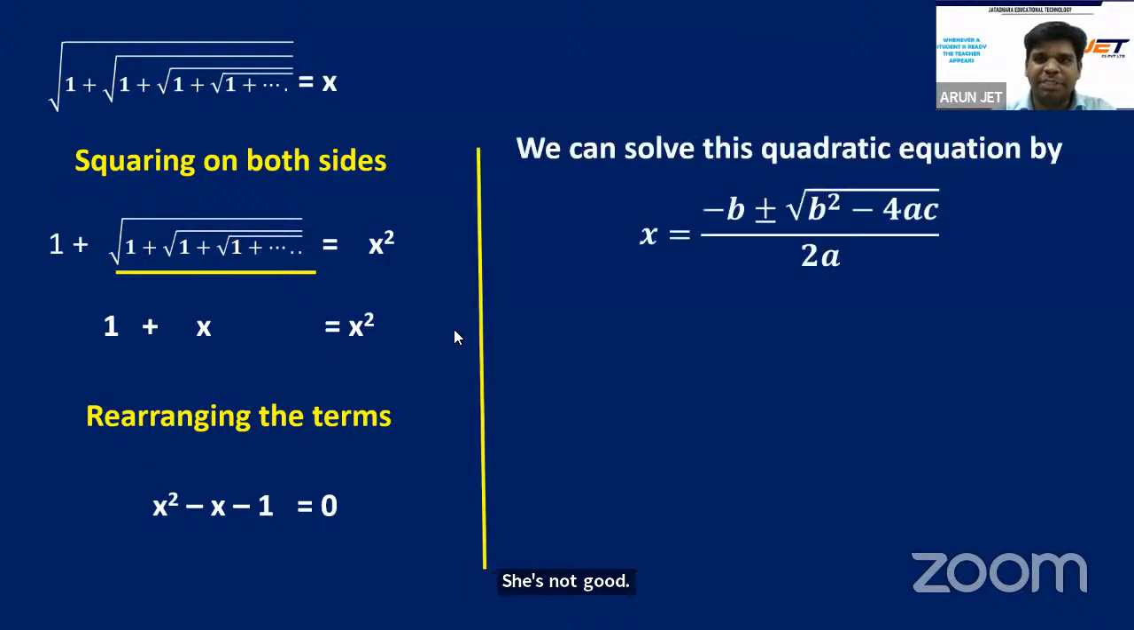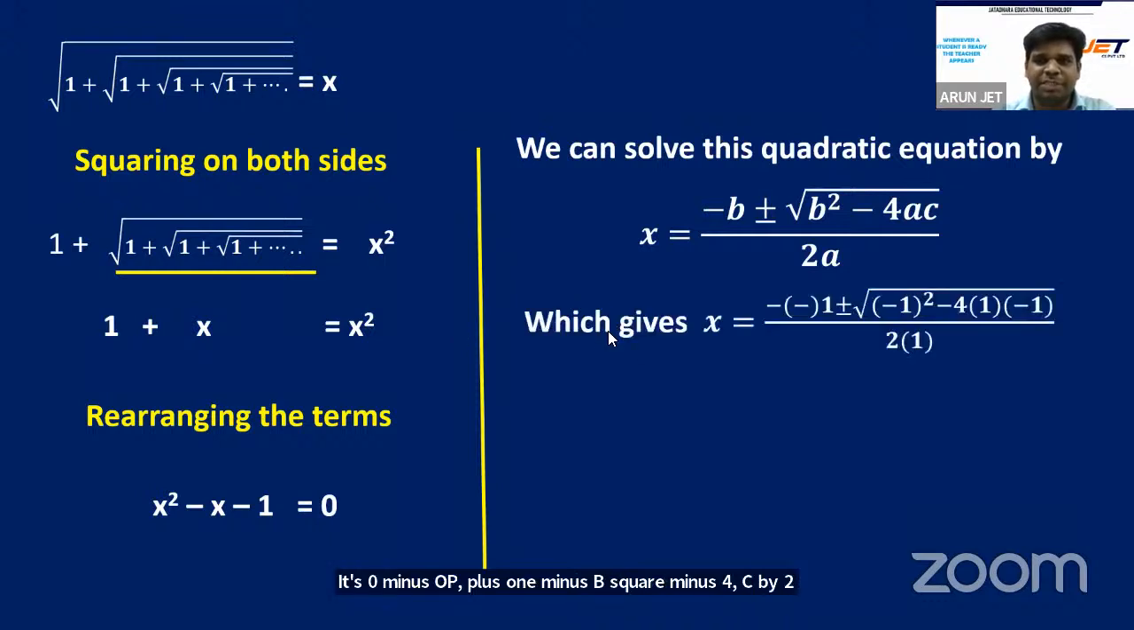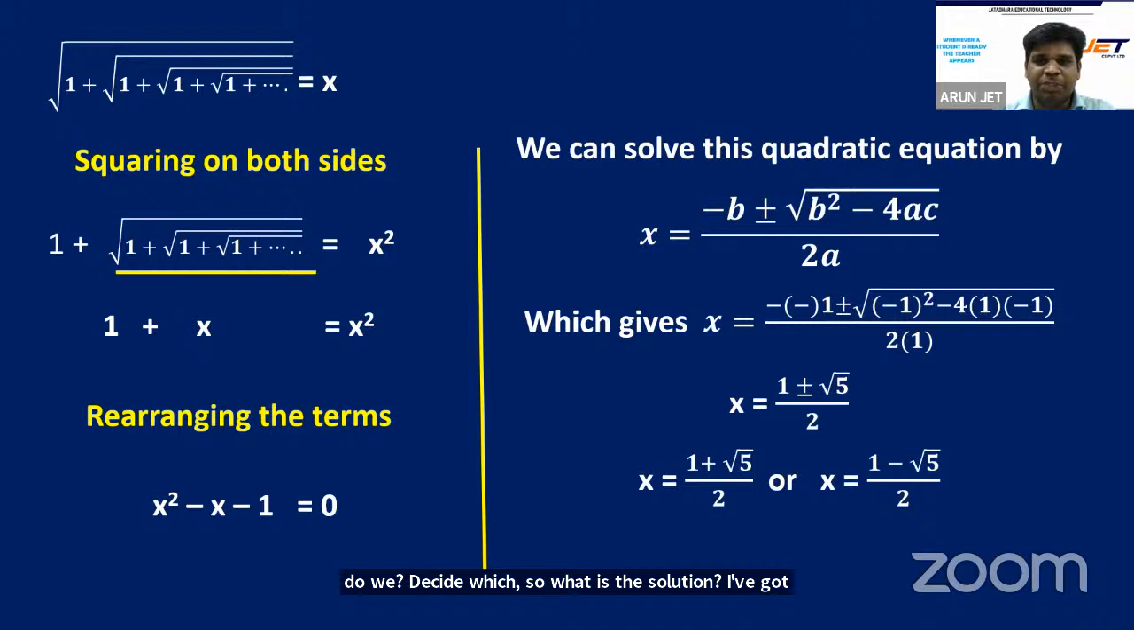So let's look at the solution. You can solve this quadratic equation very simply. x equals minus b plus or minus the square root of b squared minus 4ac, divided by 2a. A simple formula, which gives us (1 plus or minus root 5) by 2. But now look at this further. How do we decide what the solution is? Now we've got two solutions: (1 plus root 5) by 2 and (1 minus root 5) by 2.